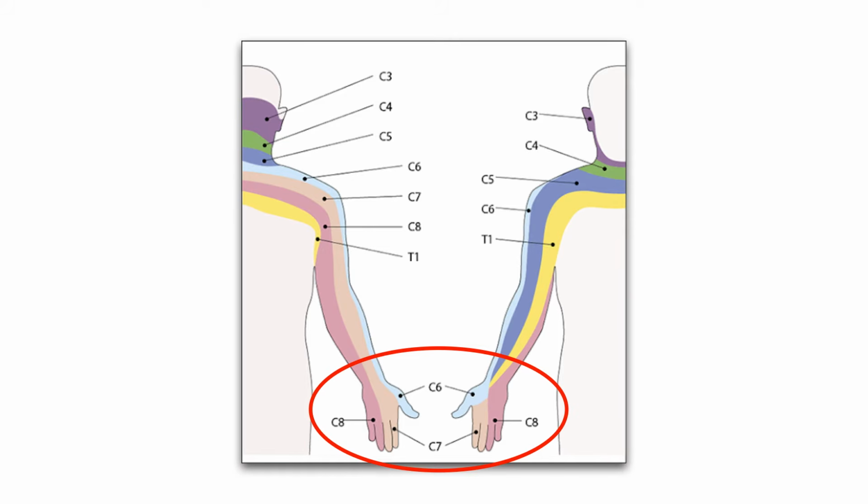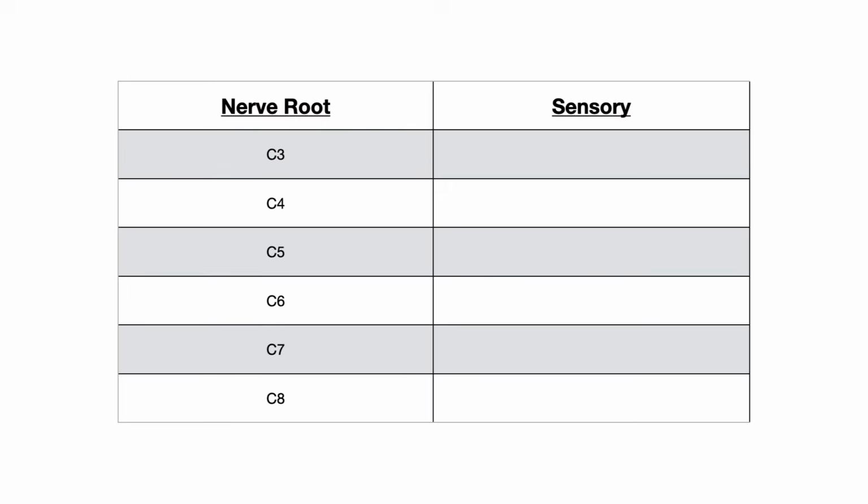But for completeness sake, let's fill out this chart. So we're looking at cervical nerve roots going from C3 down to C8, and we want to be able to understand the sensory dermatome of all of these cervical nerve roots.